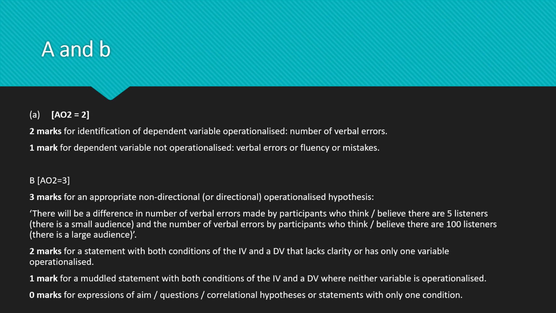So a good example for non-directional is there will be a difference in number of verbal errors made by participants who think there are 5 listeners and the number of verbal errors by participants who think there are 100 listeners. So that's been operationalised for both, so number of verbal errors is said and then the amount of listeners. That's the important bit, putting the amounts of listeners in there, putting the actual measure in there. So that's A and B. Try and give yourself some marks, but make sure you've given your corrections in your second colour.